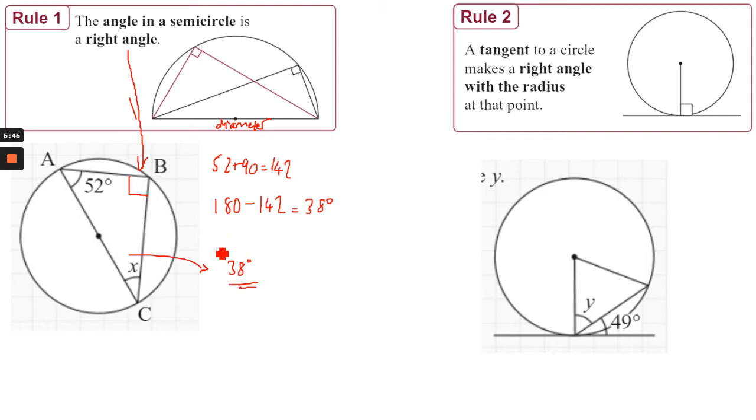But just like in parallel lines where you have to write the reason out in full, you have to do the same for circle theorems. So copy that one out.